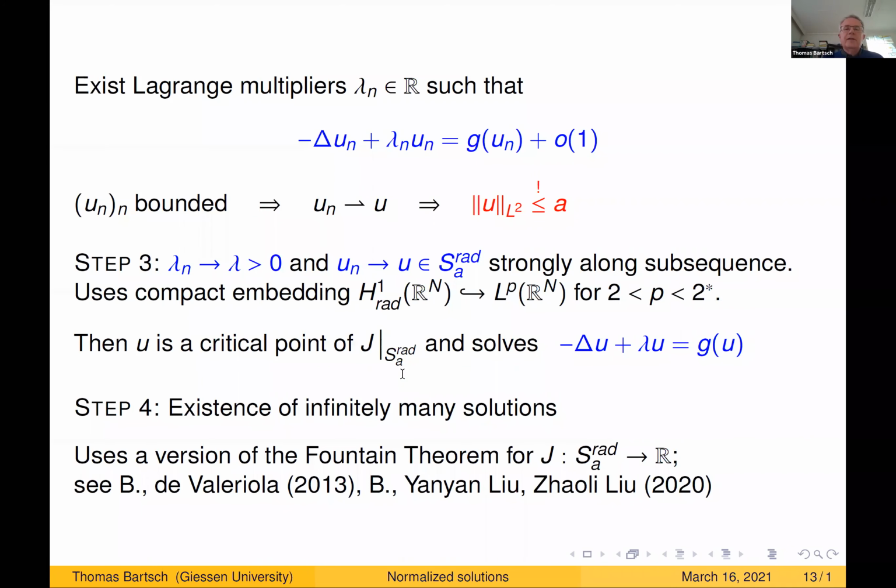For the infinitely many solutions, one uses the symmetry that the functional actually is an even functional, J of minus u is equal to J of u. And this is a symmetry argument which we established in the paper with Sébastien de Valeriola. And actually, for this there was a topological argument needed, and there's a simpler proof in the recent paper with Yanyan Liu and Charlie Liu, where we consider the nonlinear Choquard equation.